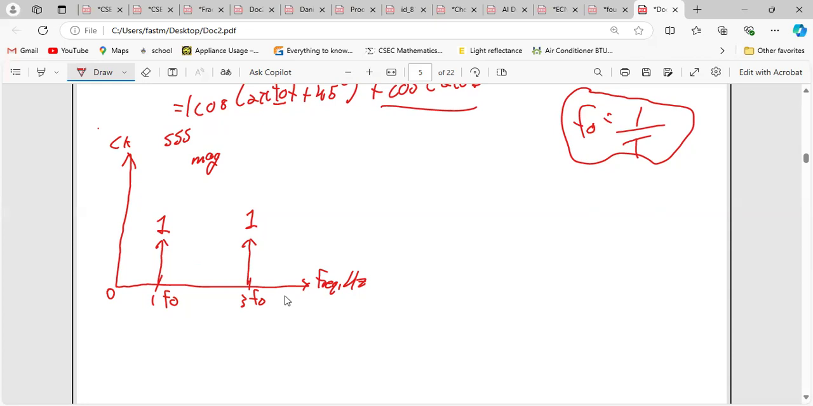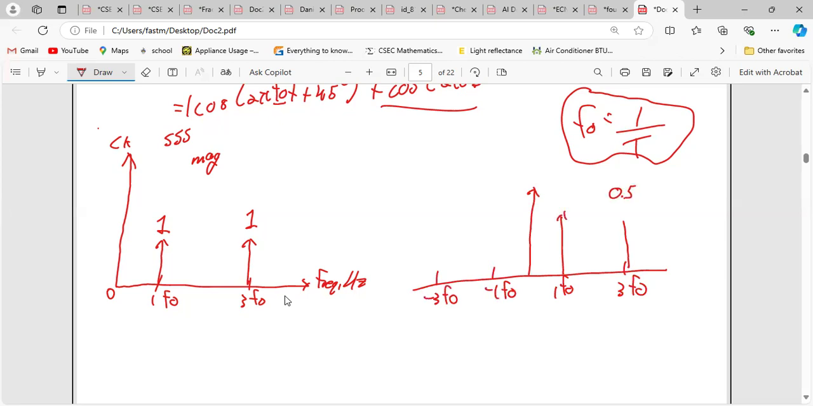I'm not feeling like doing that every time, so I'll do it for this one until you catch it. Now I'll just stop after a while because you should be able to catch it. So minus 1 F naught, minus 3 F naught, and everything will be halved. So this here will be 0.5, 0.5, 0.5, and 0.5, against CK and frequency in hertz. So that is your double-sided magnitude spectrum.